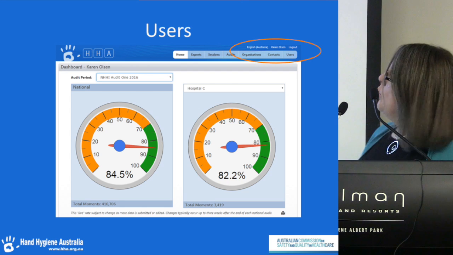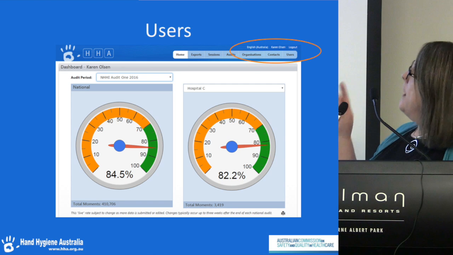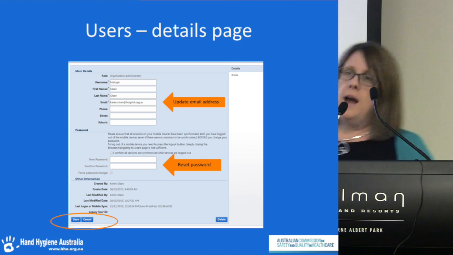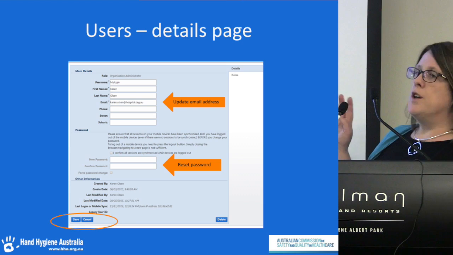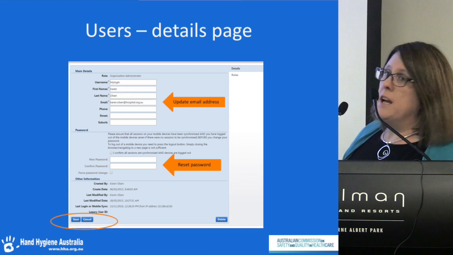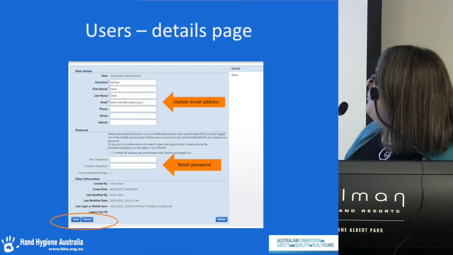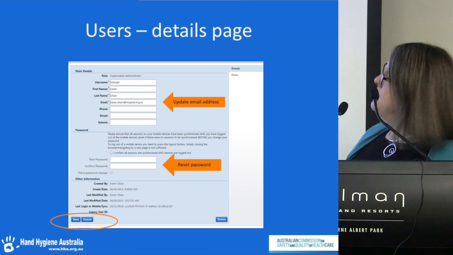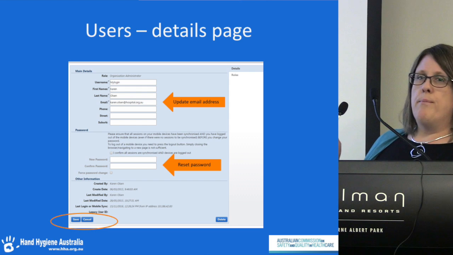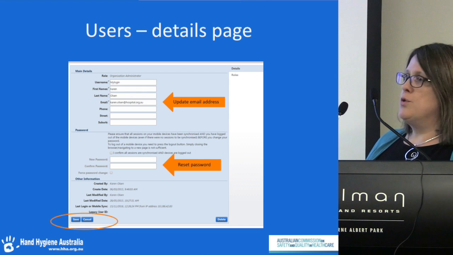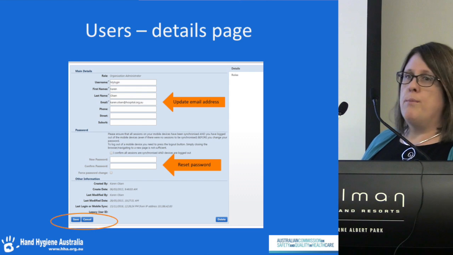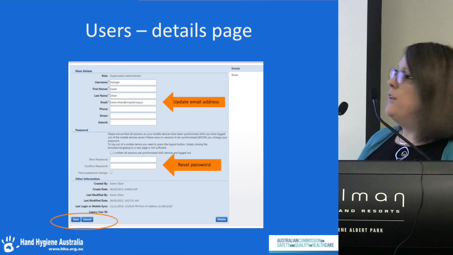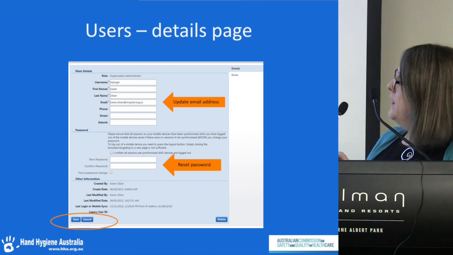So to access your login details, click on your name in the top right hand corner and you'll get this details page. So from this page you can update your email address if it's incorrect. You can also reset your password. So if you're a HHCApp mobile user, you need to make sure that any data on a mobile device has been synced and that you've logged out before you reset your password.